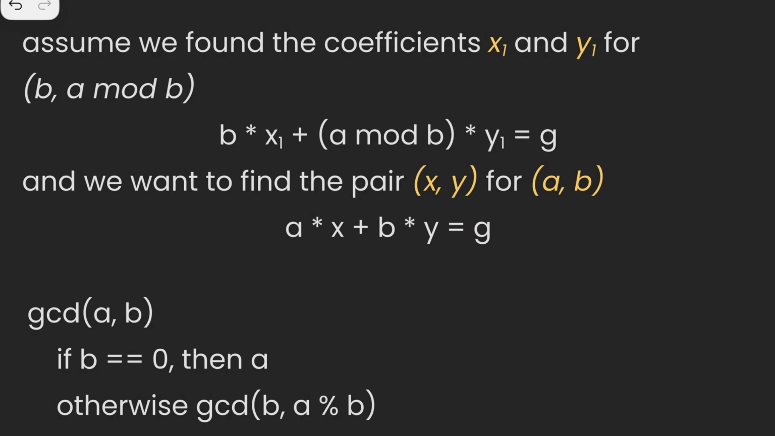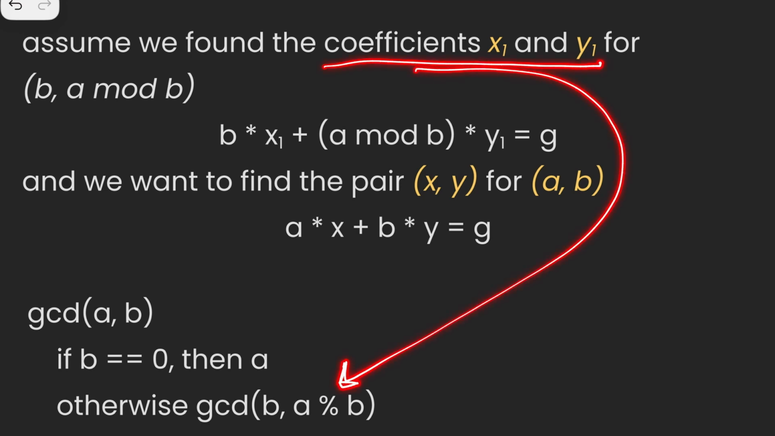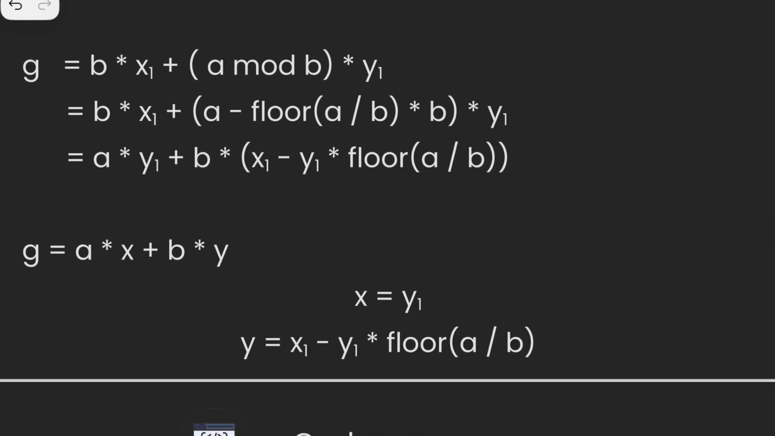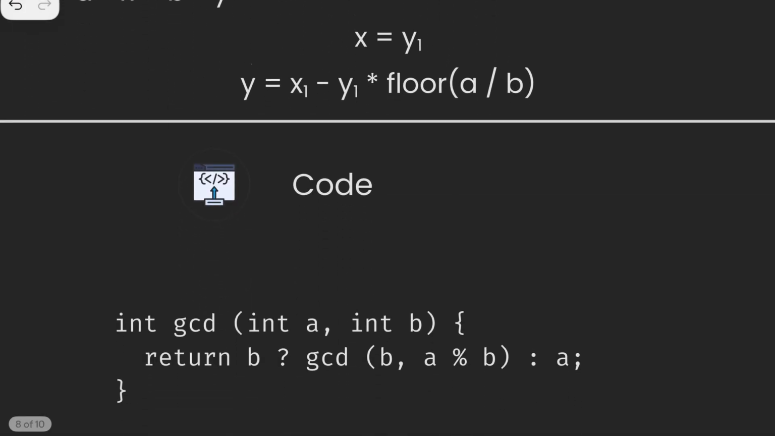So what we have proved here is that if you know the coefficients x1 and y1 for this particular problem, then you do know the coefficients x comma y for this particular problem as well. And these x comma y are completely based on y1, x1 and the value of a and b. All these values we do know. And now we are able to finalize x and y based on what we know. Okay, let's try to code it.